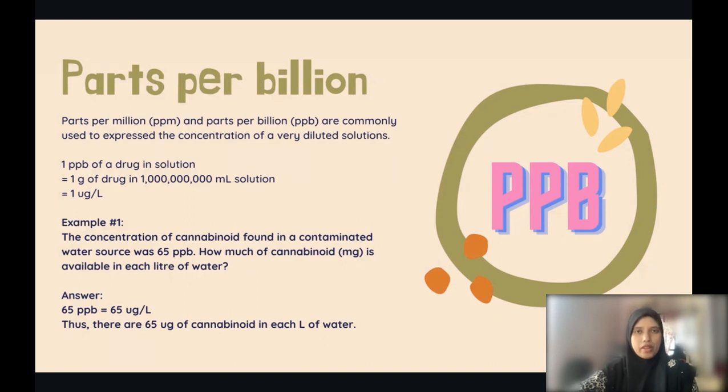If we consider the concentration of cannabinoid, what is cannabinoid? Cannabinoid is a substance that can be found in cannabis or ganja. If we have a sample that contains cannabinoid at 65 ppb, 65 parts per billion, how much cannabinoid in microgram is available in each liter of the water? If 65 ppb is equal to 65 microgram per liter, then in each liter there should be 65 microgram. If you understand the unit conversion, you will be able to answer the question very quickly.